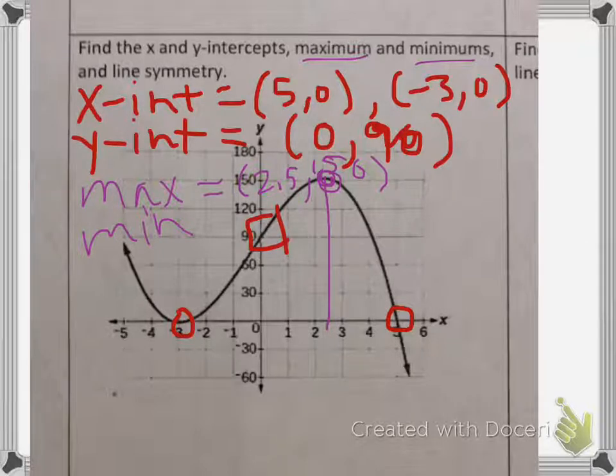My minimum is at the bottom of a valley, and we've already used that point for an x-intercept, but it's okay to use it as a minimum also. So that's going to be negative 3, 0 for my minimum. And then my line of symmetry, is there any place I can draw a line that cuts this into 2 equal pieces that would fold exactly on top of itself to be the same shape? And the answer to that is no. So there is no line of symmetry.